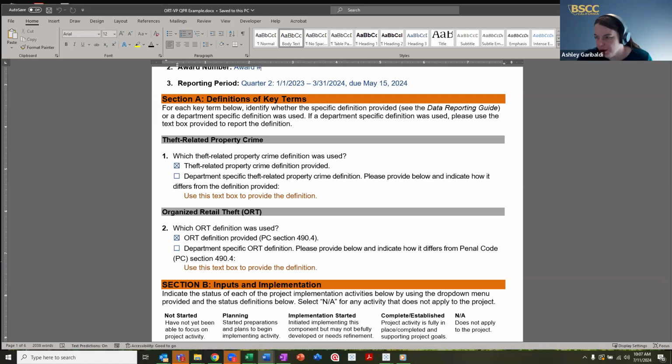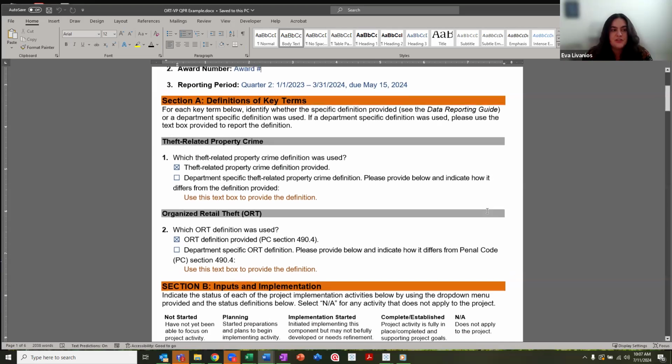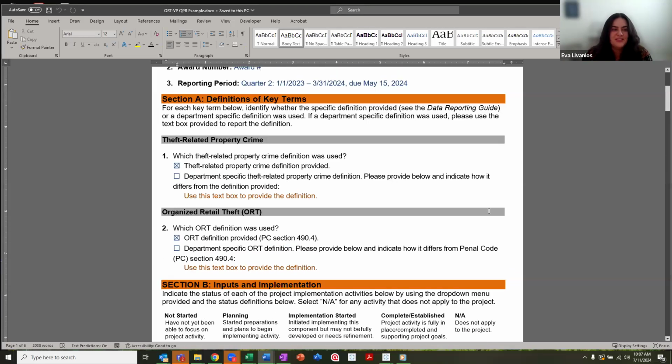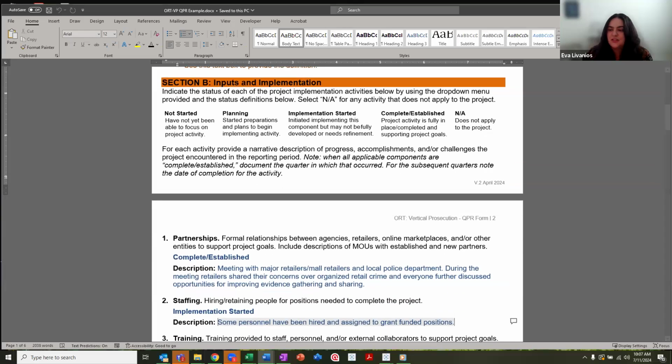So this was a note that the Q2 date is incorrect, which is true. That is an error on our side, but that is definitely something to keep in mind when you're filling out your future QPRs. Oh yeah, choosing the correct quarter was very helpful. Sorry about that mistake. I noticed that too. Alrighty, going to section B.